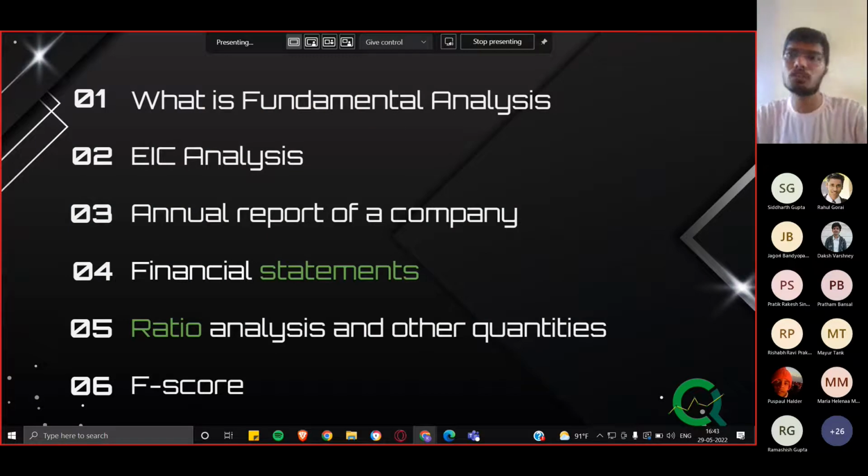First we will talk about the introduction to fundamental analysis, like what it is, what its purpose is, and what basically underlies fundamental analysis. Then we will talk about the approach of fundamental analysis, like what kind of approaches we use. It's a very big category anyway, but we'll talk about them. It's EIC analysis, that is economy, industry, company analysis. We'll talk about a lot of factors that we consider in all three analysis types.